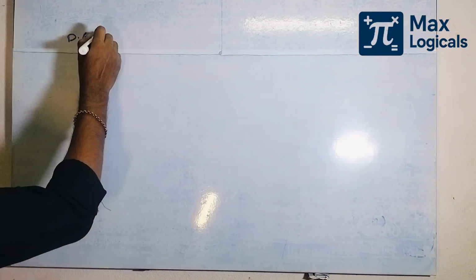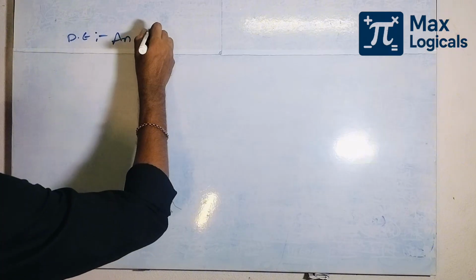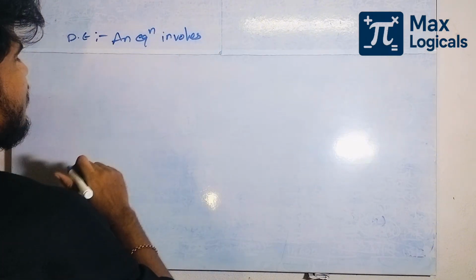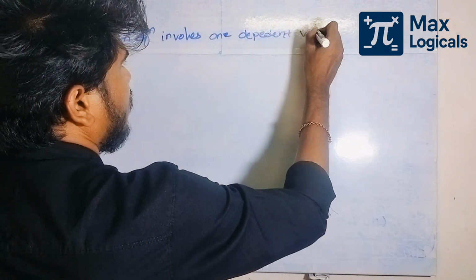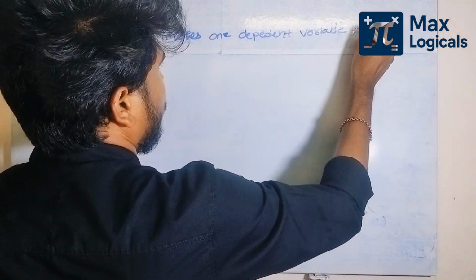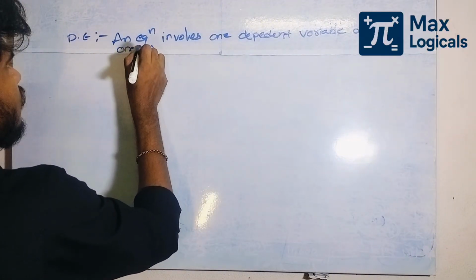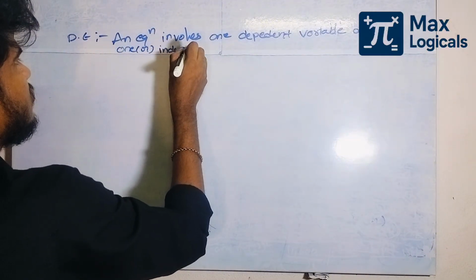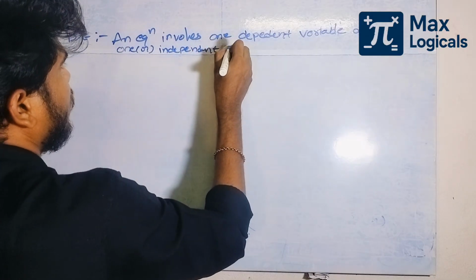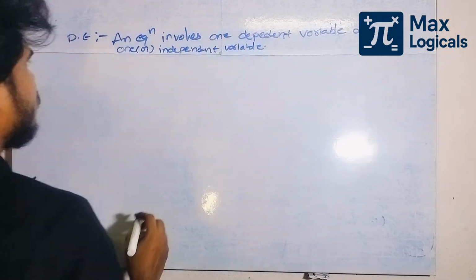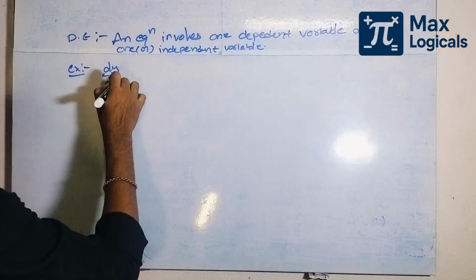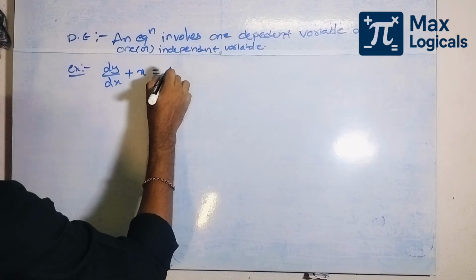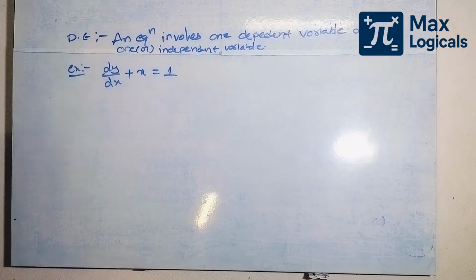The definition of the differential equation is: an equation involving one dependent variable and one or more independent variables is called a differential equation. Example, dy by dx plus x equal to 1. This is my differential equation.